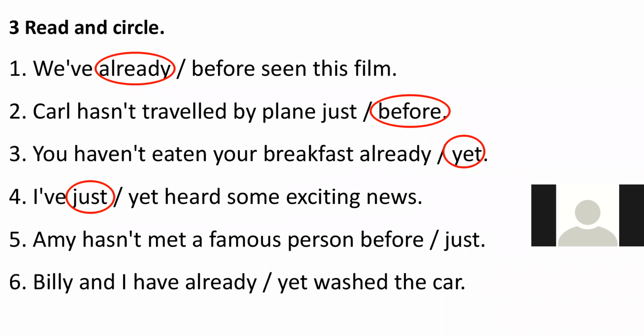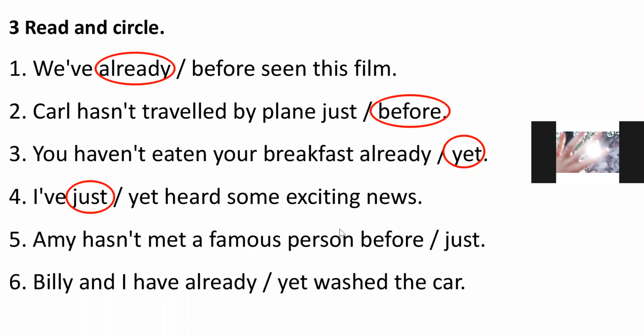Amy hasn't missed a famous person before. Before, very good. Why did we use before? Because, what? Can we put just at the end of the sentence? No, okay. And last, number 6.